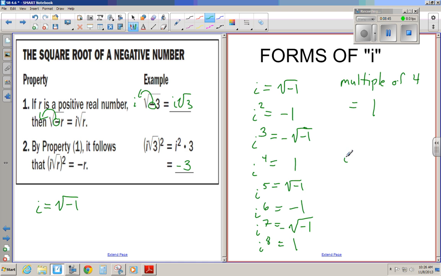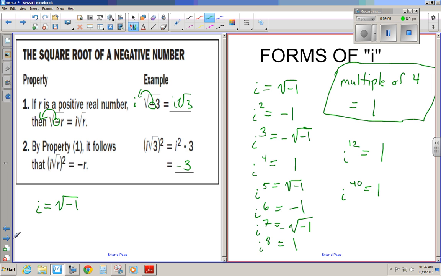So if I said i to the 12th power, that's a multiple of 4, and you would say the answer is 1. i to the 40th power ends up being 1. And this can give you a good basis of what you're looking at.